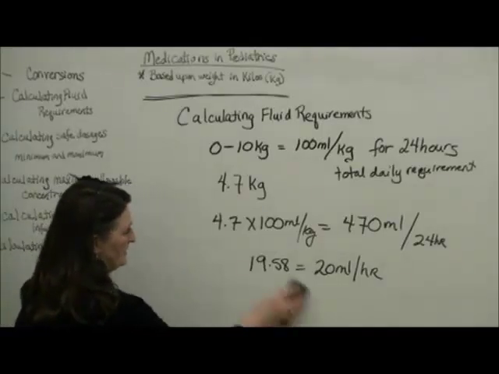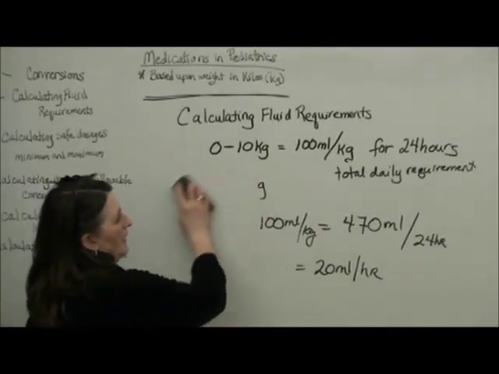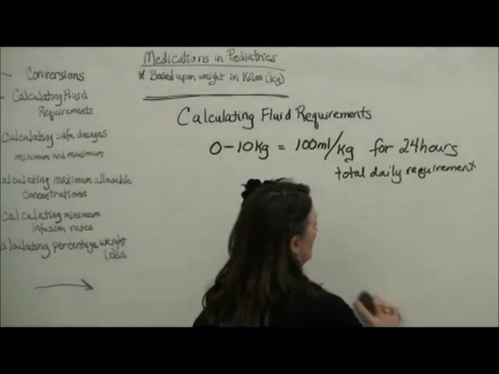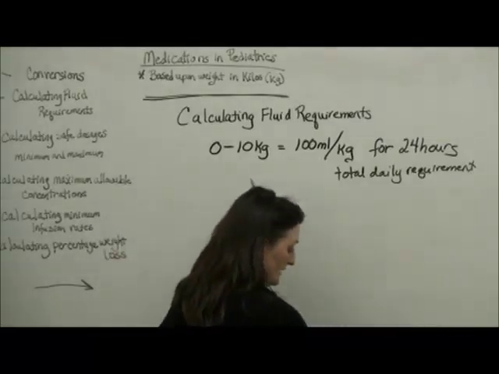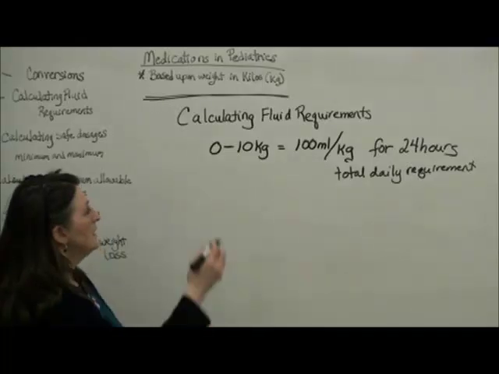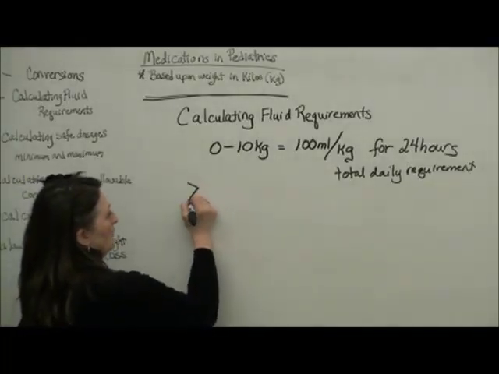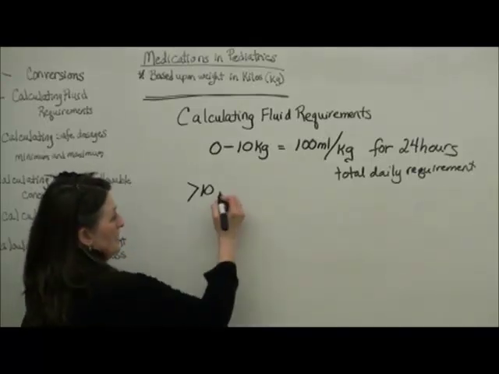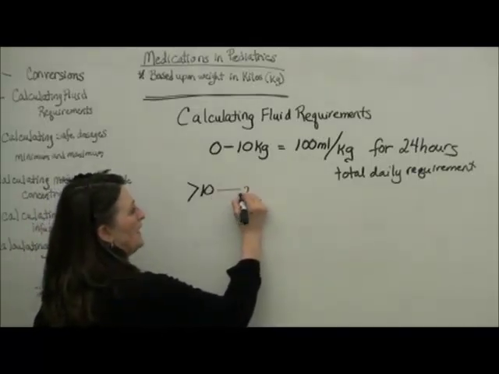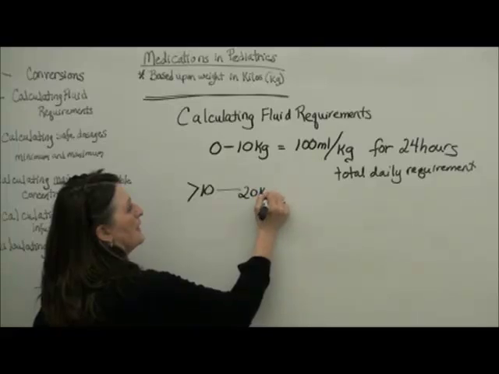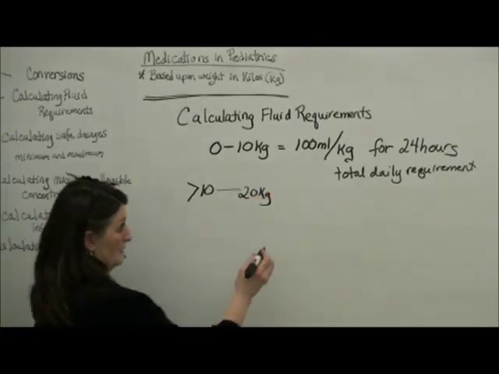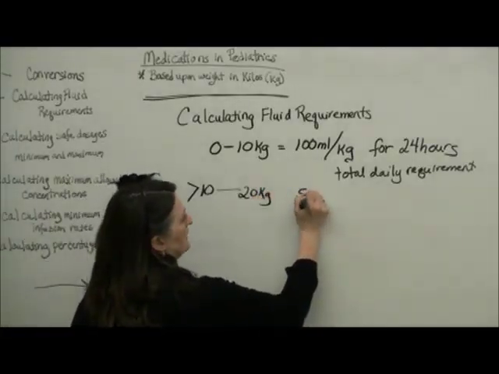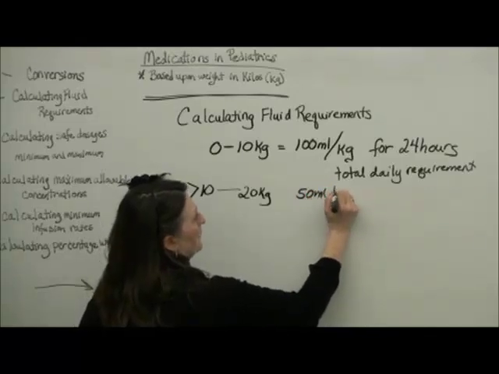Now, as our child gets bigger, they have a smaller percentage per body size fluid requirement. So once we're greater than 10 kilos, for every kilo greater than 10 kilos up to 20 kilos, each of those kilos are worth 50 milliliters per kilo.